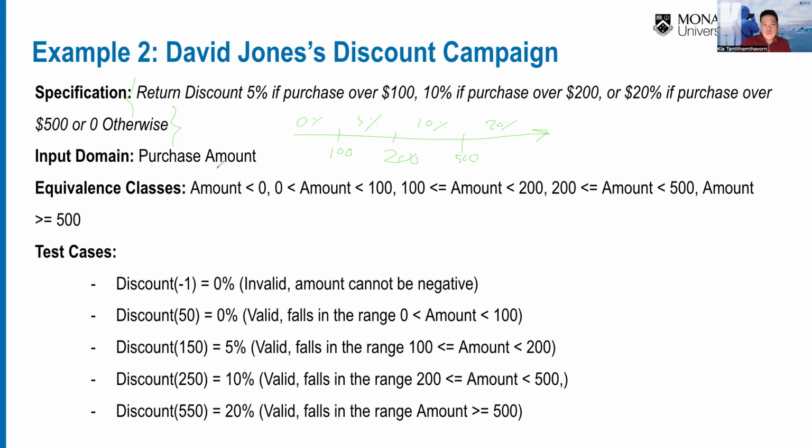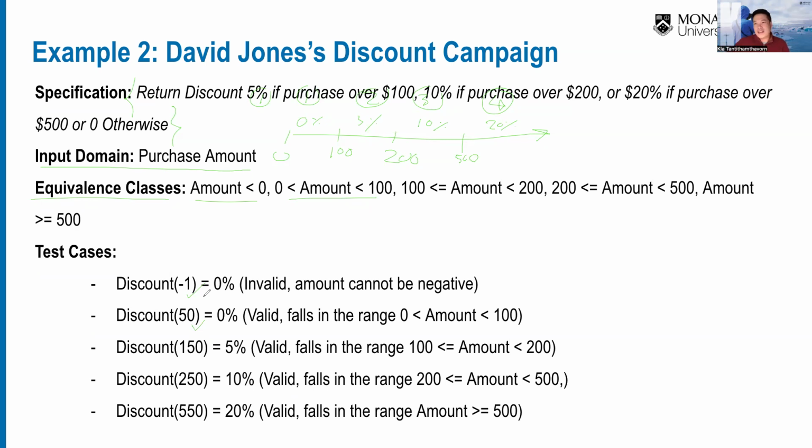Yeah, so with this one, I know that the input domain is the purchase amount. I create the partitions, or the classes, here. So how many classes do I have? One, two, three, four, okay. The input amount should also not be less than zero, so I should have another one. Okay, in total, there will be five partitions. For each partition, I just randomly select values to represent that class.